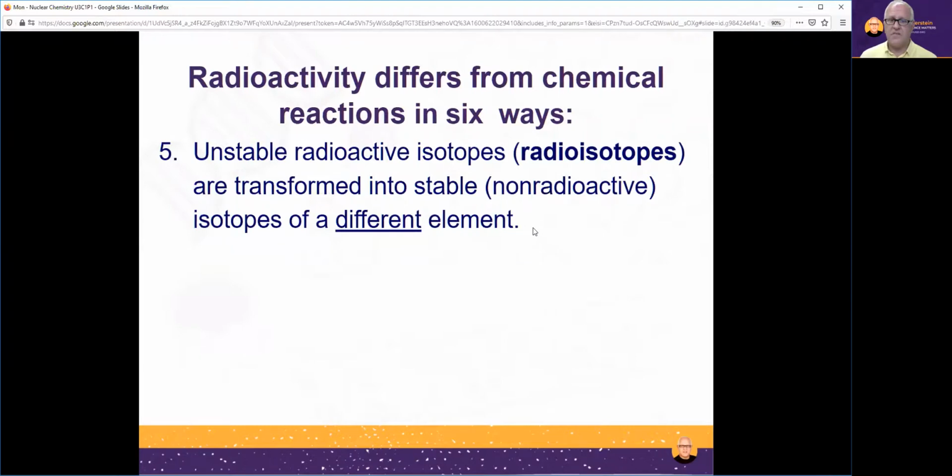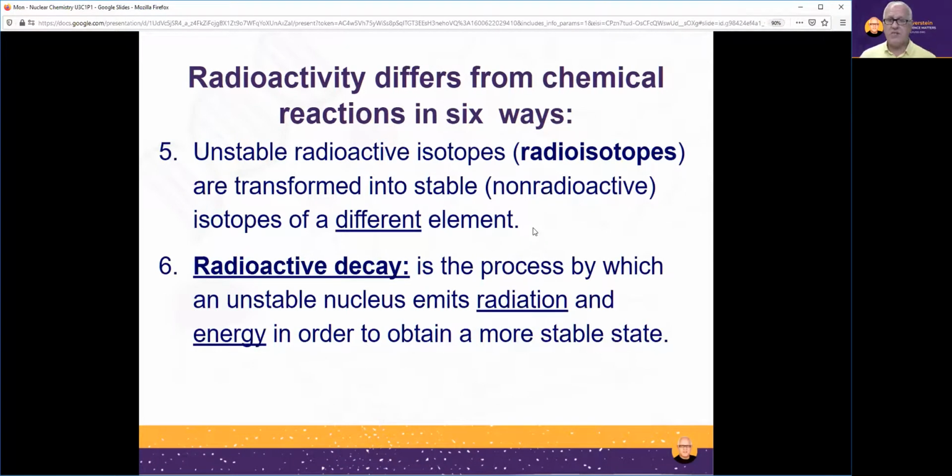Number 5, unstable radioactive isotopes, also known as radioisotopes, are transformed into stable, non-radioactive isotopes of a different element. And this is what's very different than a chemical reaction. The unstable radioactive isotope, over time, transforms into a stable isotope.